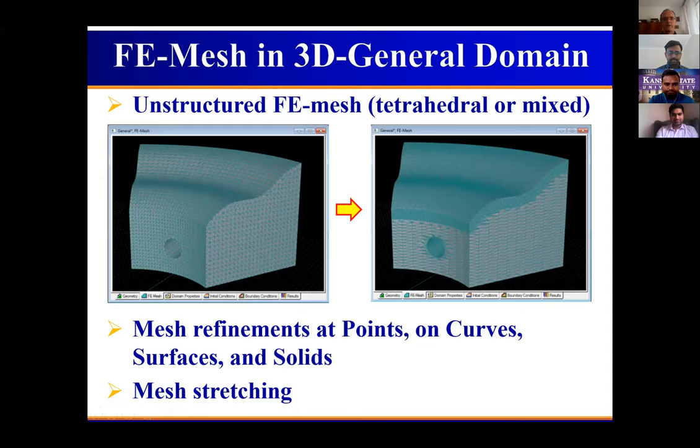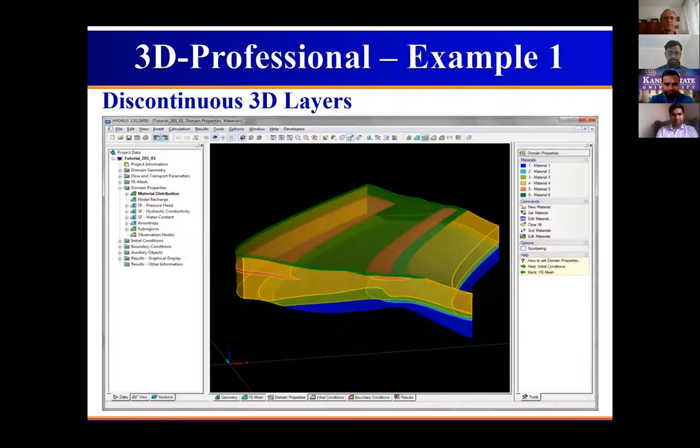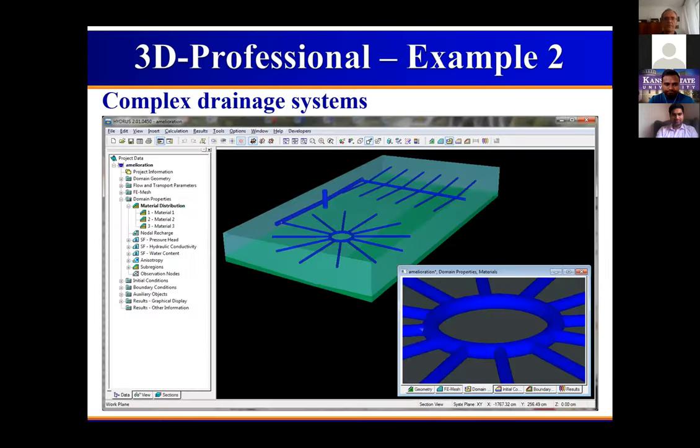And the mesh, again, is relatively general. You can refine the mesh at different locations. You can stretch it in different locations. And again, here is an example of a 3D domain defined using these 3D surfaces. And you can see that it's quite general. So you wouldn't be able to define this using the 3D layered system.